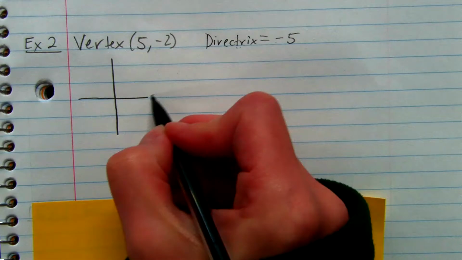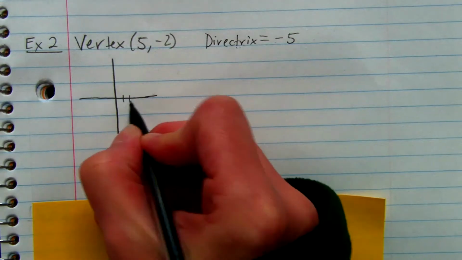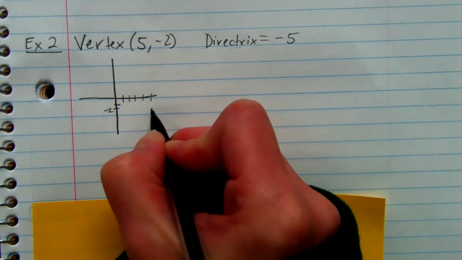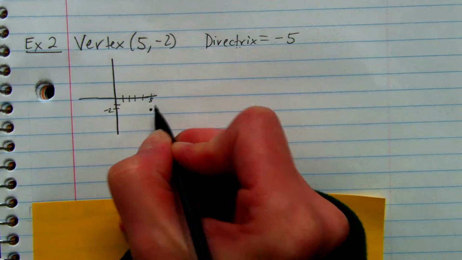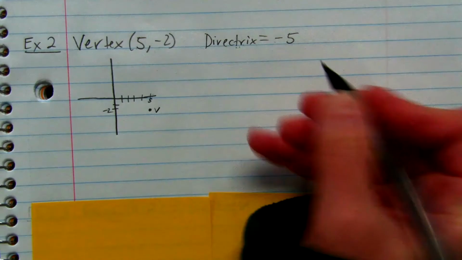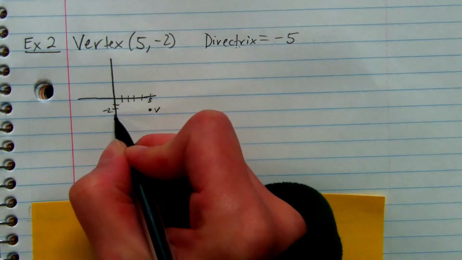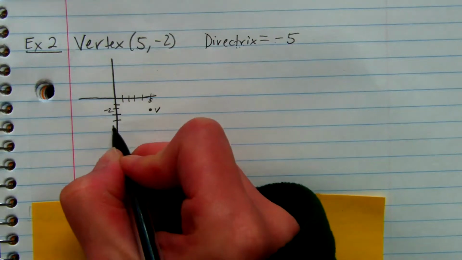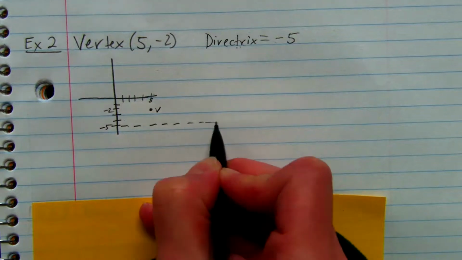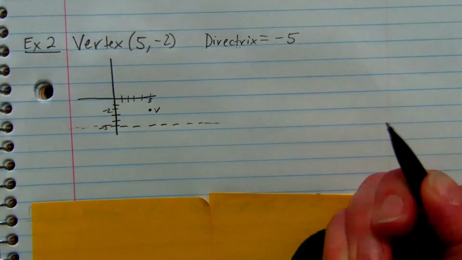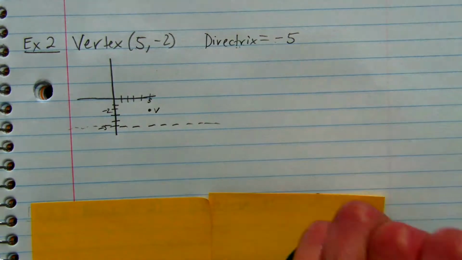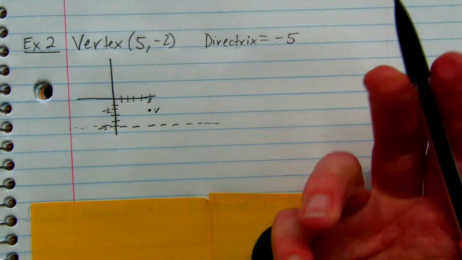So the vertex is at (5, negative 2). So 1, 2, 3, 4, 5. We'll go down to look like that. So there's 5, there's negative 2, and that is my vertex. Now the directrix is at negative 5. So there's negative 2, negative 3, negative 4. We'll say negative 5 is about right there. So here's my directrix down here. If my directrix is down here, that means the focus will be above the vertex like it was in the first example, and it will be opening up.